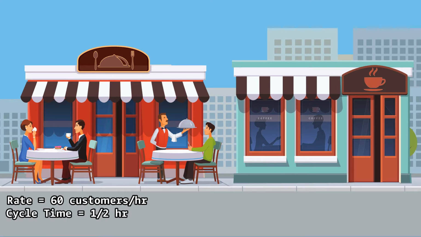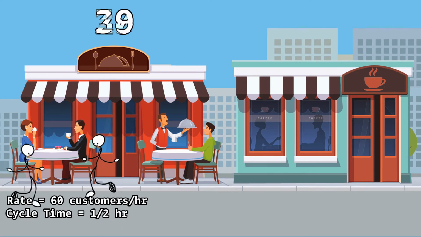Of course, not all 60 customers enter the restaurant at once. Assume they enter one by one. So, after 1 minute I have 1 customer, after 2 minutes I have 2 customers, and so on. Accordingly, after 30 minutes, I have 30 customers. At that point, the first customer that entered now leaves and another one enters in his place. I still have 30 customers.